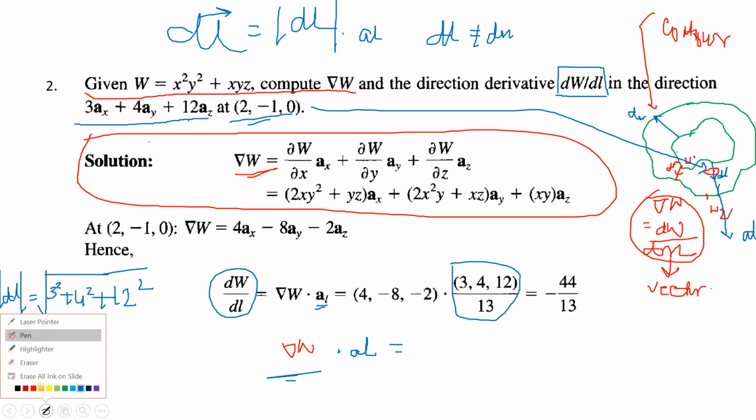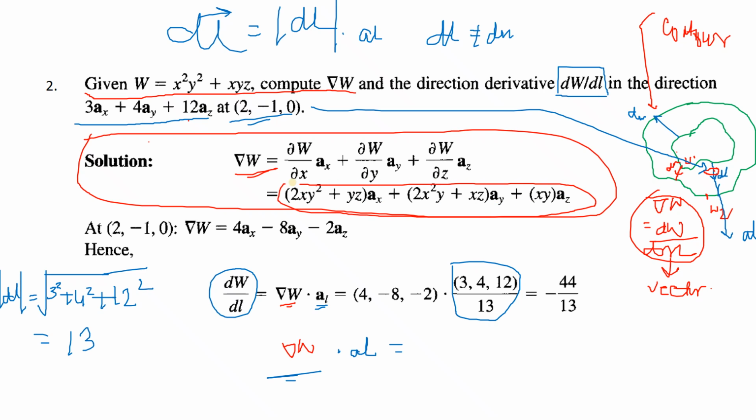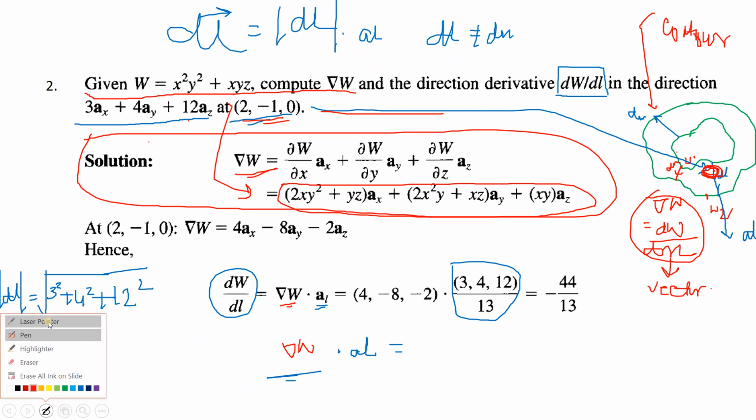So this is equal to unit vector L. And now this gradient is equal to this. But what we will do, we will not take this value, because the question asks that you have to find dw by dl at a point. So we have this point with us, this one.